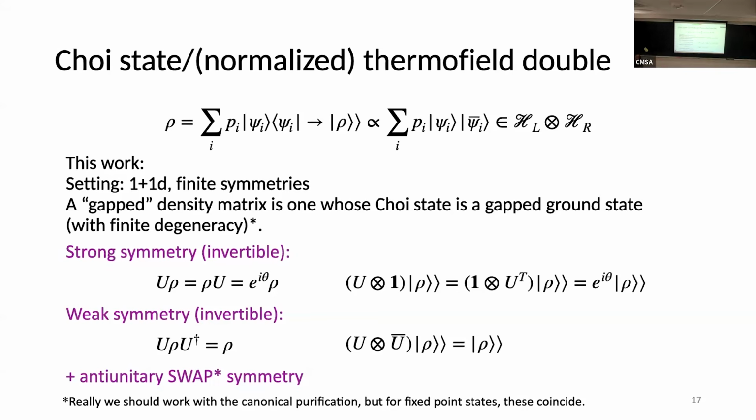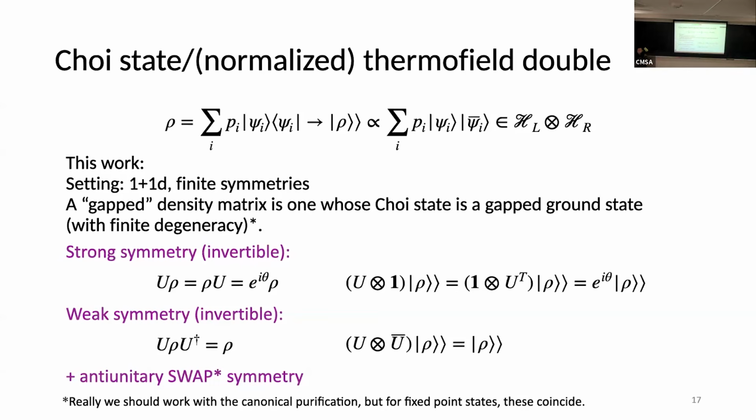On the pure state side of the mapping, two gapped states may be connected, but that does not mean that on the density matrix side the two density matrices are connected. So equivalence relations on the density matrices versus equivalence relations on the choi states or canonical purification is a more subtle question, especially in higher dimensions. But in 1+1D, it seems to be okay to just use this definition, at least for fixed points.